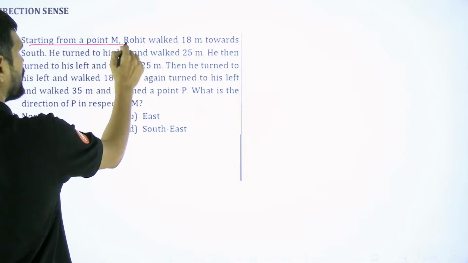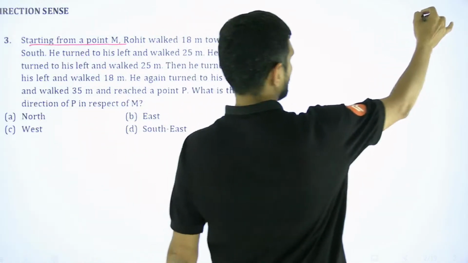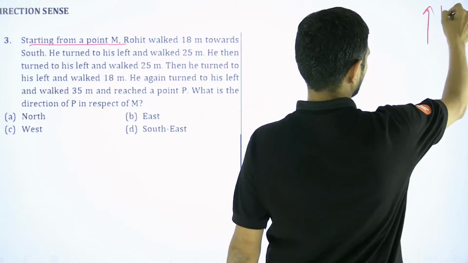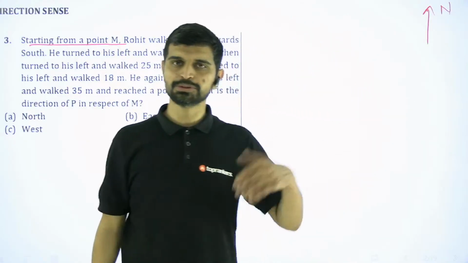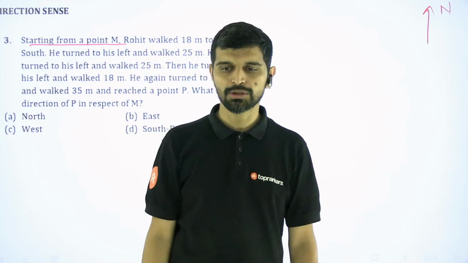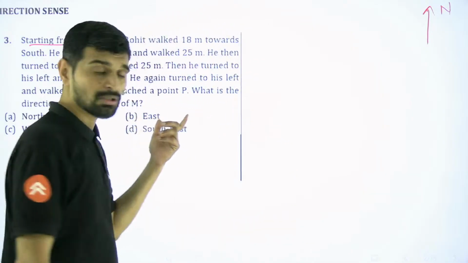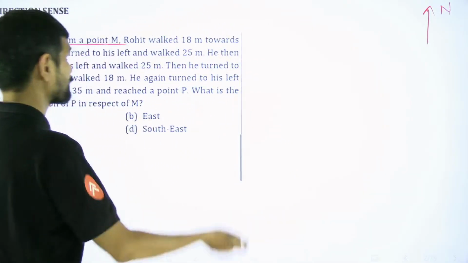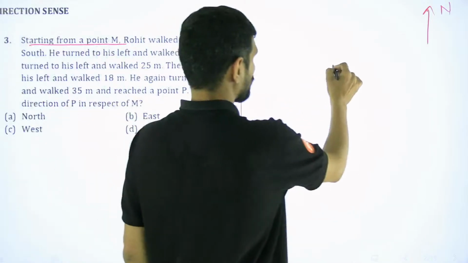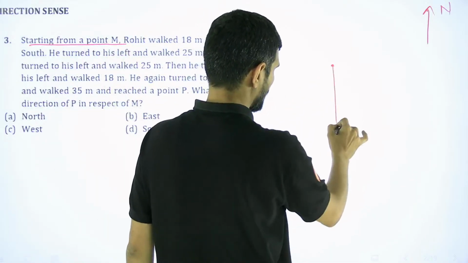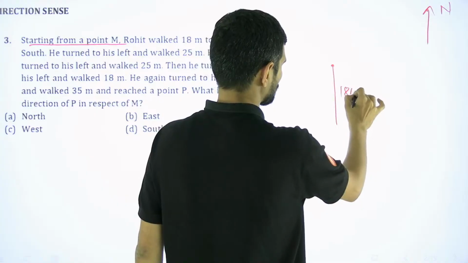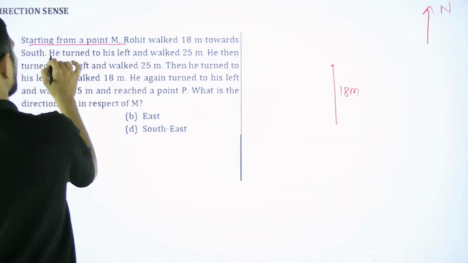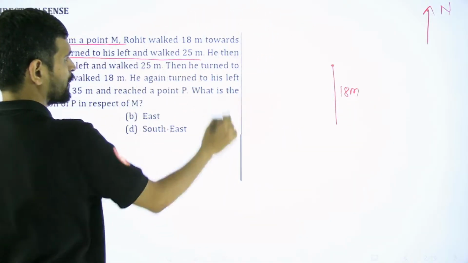a point M, Rohit walked. In case of direction sense, we always point this as north. So opposite the direction to that is south, right? So south has come here this way. And Rohit, who was facing south, walked 18 meters. So this is 18 meters that Rohit has walked. He turned to his left and walked 25.